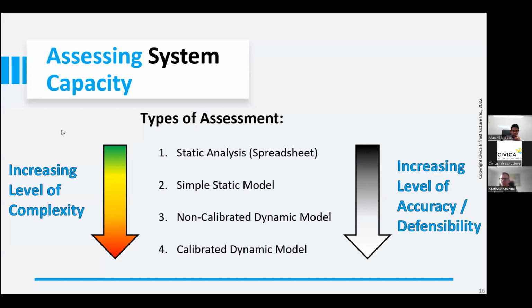There's a number of different ways you can assess capacity. There's an increase in the level of complexity as we move from a more static or spreadsheet analysis down to a calibrated dynamic model. It does increase in complexity and therefore cost, but it also increases the level of accuracy and the defensibility of that model, trying to reflect as much as possible what's happening in the real world in a particular collection system. The famous phrase is all models are wrong, but at the end of the day, this is as close as we can get to a real world understanding of what's happening in these systems.